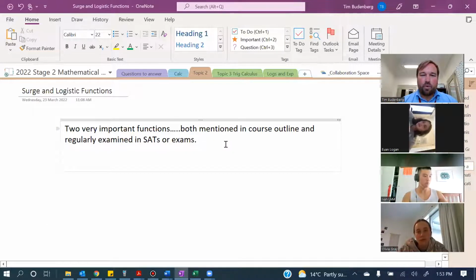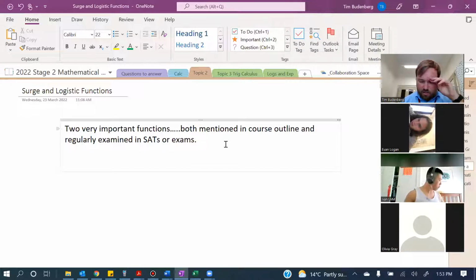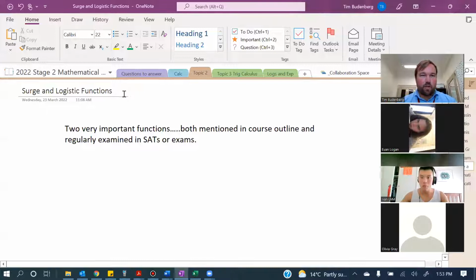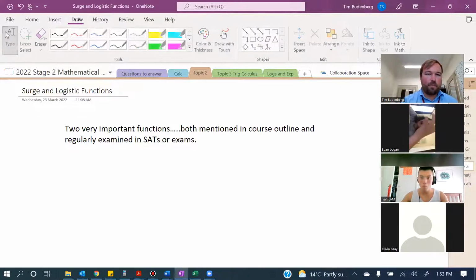Today I want to go through two special functions. We won't learn anything new in terms of calculus. All the calculus stuff you've done still applies here in terms of finding inflection points and finding turning points. But there are two functions that are used in modeling in everyday life that are specifically mentioned in the course outlines and are regularly examined in SATs and exams. Hint. So these two functions are called logistic and surge functions.